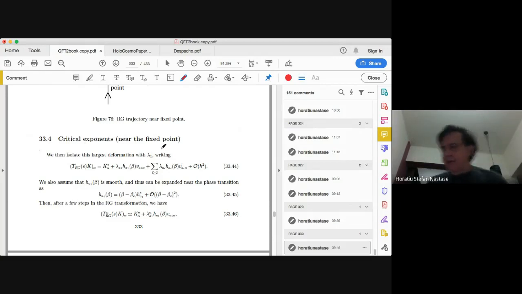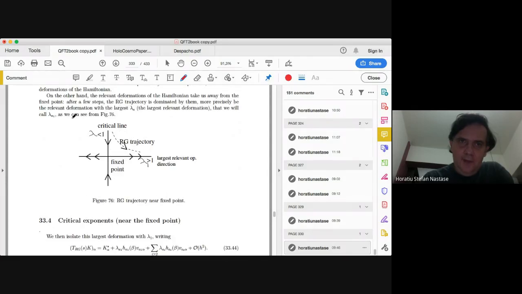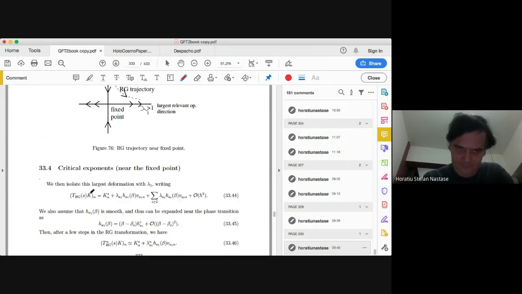All right. Let's consider the critical points near the fixed point. So let's isolate this largest deformation with lambda A1, or lambda 1. Then the action of the RG on K is K alpha star, the fixed point, plus this larger deformation, plus the other large deformations, then plus quadratic terms in H, plus cubic terms, plus so on, right?